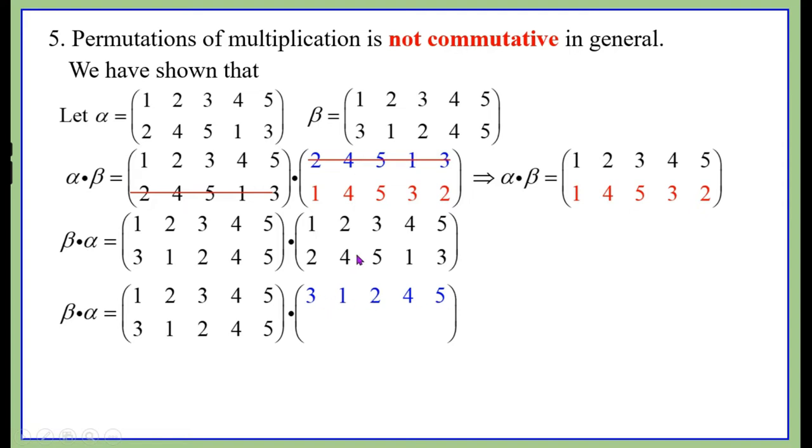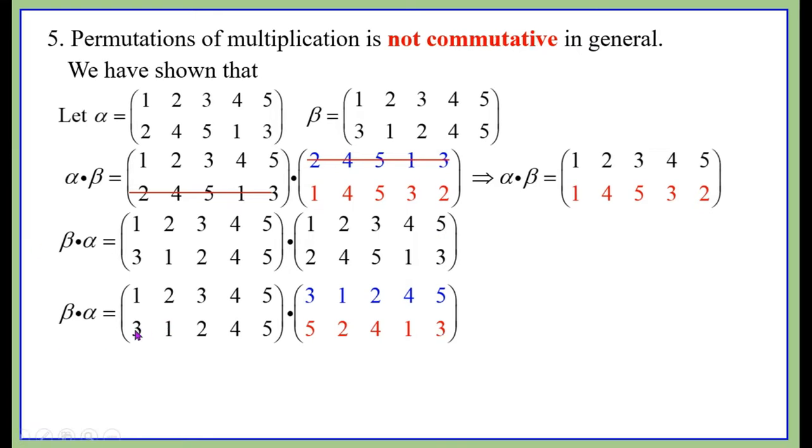What is the image of 3? The image of 3 is 5. The image of 1 is 2. The image of 2 is 4. The image of 4 is 1. The image of 5 is 3. The second line of beta is the same as the first line of alpha. Therefore, cancel them and we get beta into alpha equal to the permutation 1, 2, 3, 4, 5 with images 5, 2, 4, 1, 3.